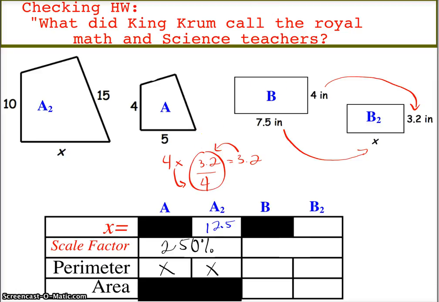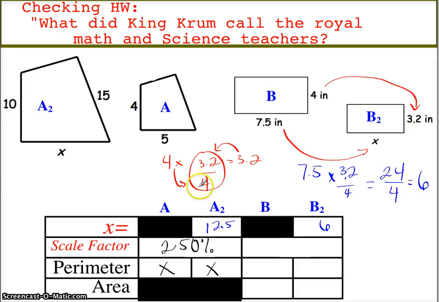So I'm going to do that same process with 7.5. So 7.5 times 3.2 over 4. So I'll multiply that out. 7.5 times 3.2, that's 24. 24 over 4, and we get 6. Our x value here is 6.